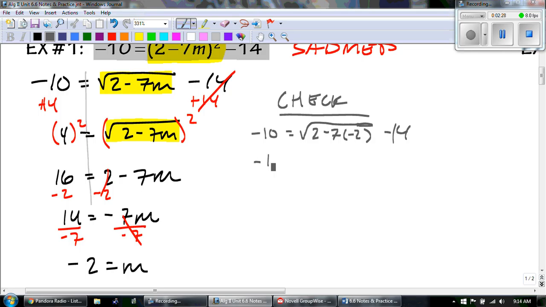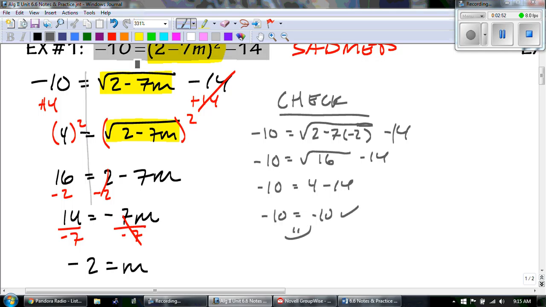So I have negative 10 equaling the square root of 2 minus 7 times negative 2. Well, negative 7 times negative 2 is 14, and 14 plus 2 is 16. The square root of 16 is 4, and 4 minus 14 is negative 10. Woohoo! I'm happy. So my answer is negative 2.